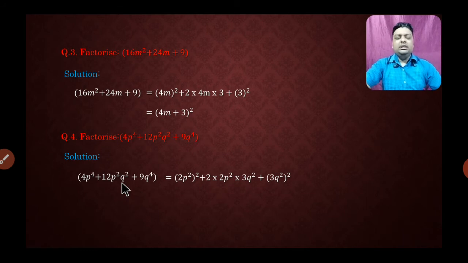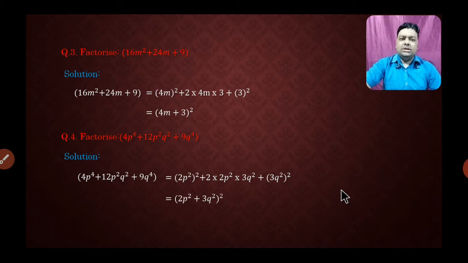It means it is in the form of a plus b to the whole square. And here the a value is 2p square and the b value is 3q square. So we can write it as 2p square plus 3q square to the whole square. Okay. Now let's see another question, students.